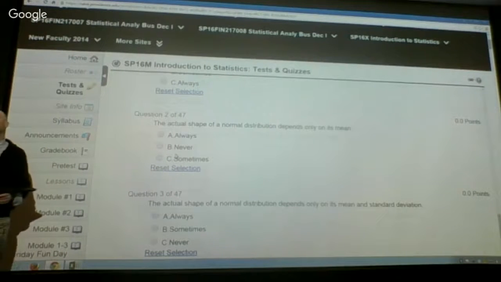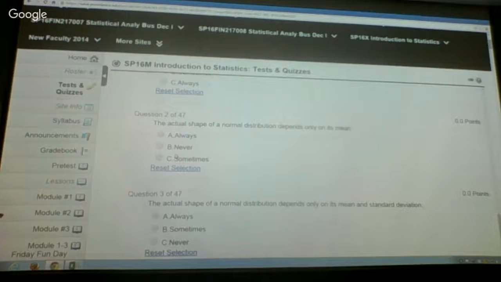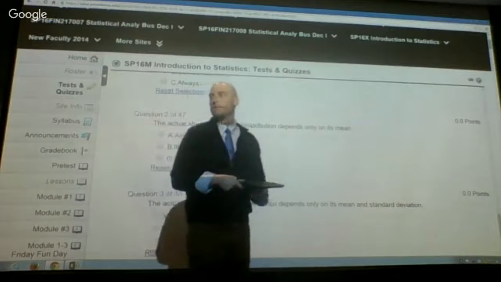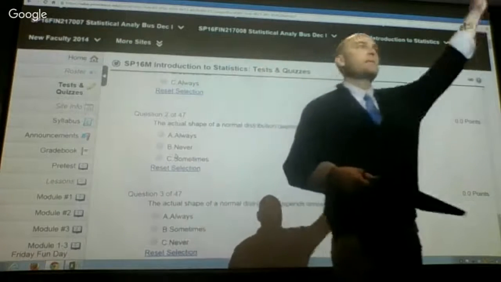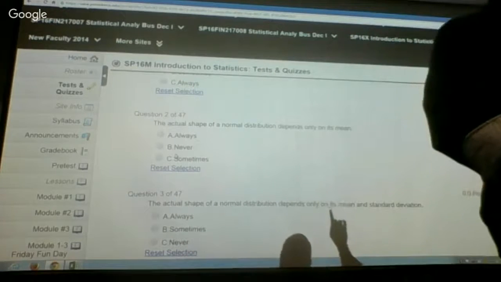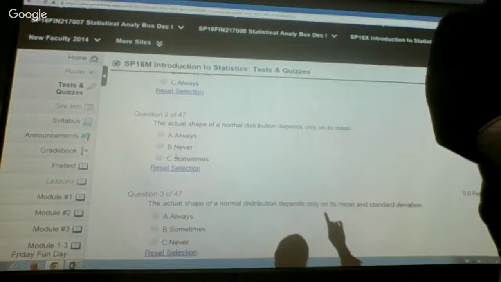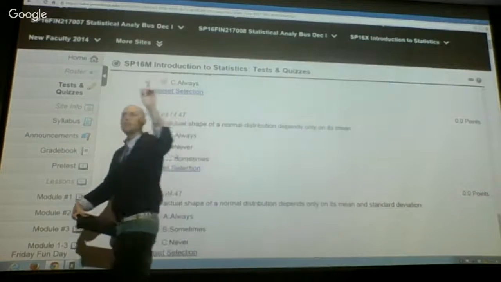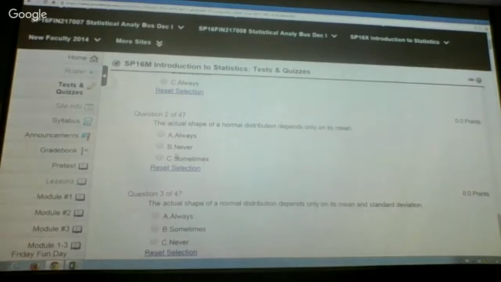But for question 2, does the mean of a distribution affect its shape? Does the mean of a distribution affect its shape? Who says yes, the mean affects its shape? Who says no, the mean does not affect its shape? I see some more hands for that. Kyle, what do you think?